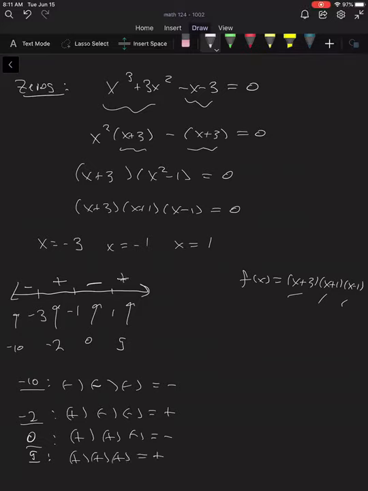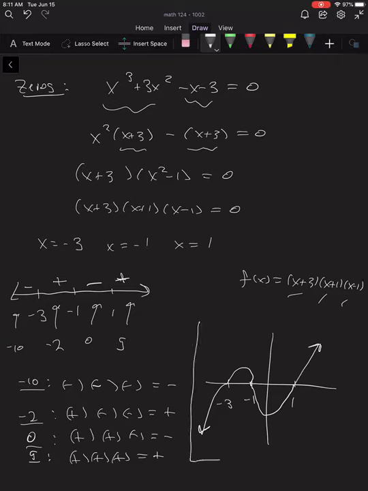Okay, so we have our chart now. So now we can make our graph. Here is minus 3, here is minus 1, and here is 1. To the left of minus 3, it's minus. In between minus 3 and minus 1, we have a plus sign, so it goes up, then comes down. In between minus 1 and 1 is negative, so it goes down, then comes up. And bigger than 1 is positive, so it goes up. All right, so that takes care of that one.